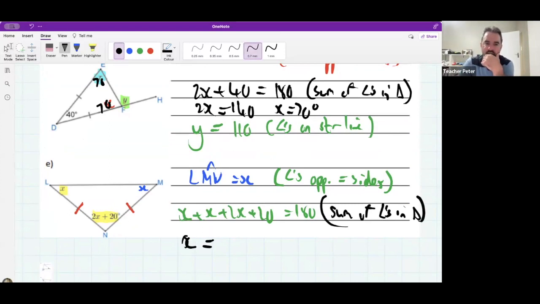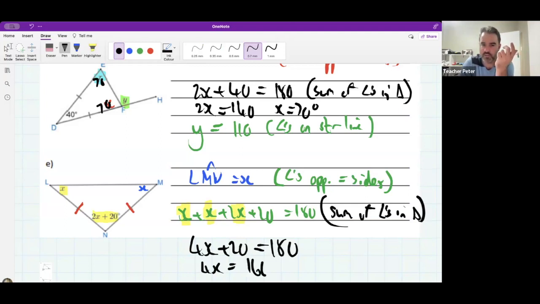So I think we have to collect up all the x's. So that's 4x plus 20 is 180. So 4x, you take away 20 from both sides, you get 160. So then what is my final x value that I'm going to get? What is the final x value that I'm going to get?